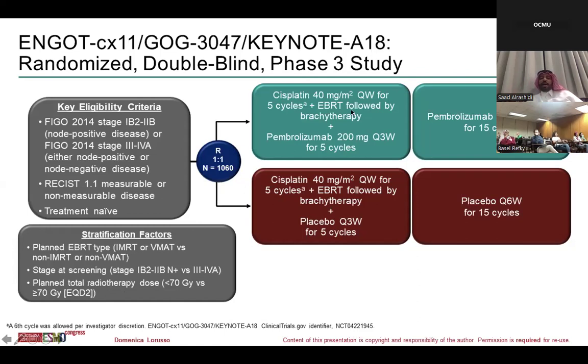And they gave cisplatin 40 milligram weekly for 5 cycles. Of course, 5 cycles because you give 5 weeks of radiation, followed by brachytherapy. And then concurrently, they gave pembrolizumab, 200 milligram every 3 weeks for 5 cycles. From the trainees, what is pembrolizumab? Can anyone answer me?